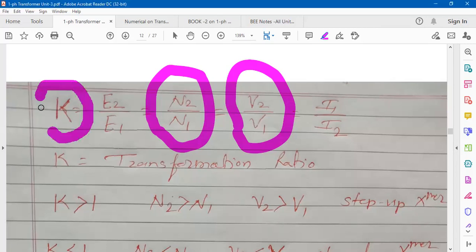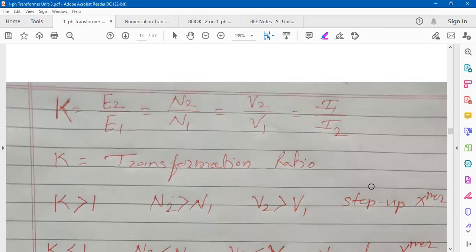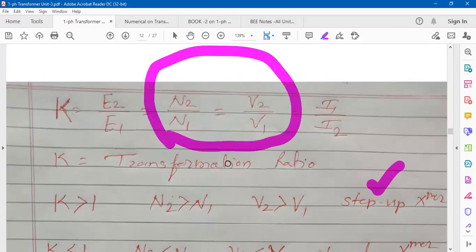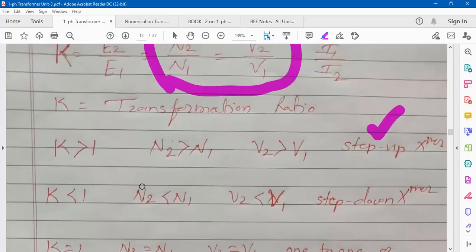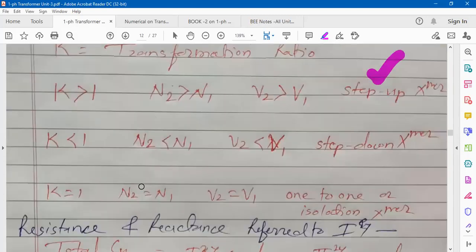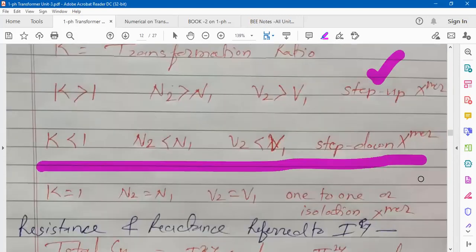So K you will get greater than 1 or less than 1? Greater than 1. Very good. K you will get greater than 1. Okay. This is called as step up transformer. Reverse is the case for step down. If it is a step down transformer, then N1 and V1 are greater, isn't it? So that is N2 and V2 are less. So K you will get less than 1 for step down transformer.